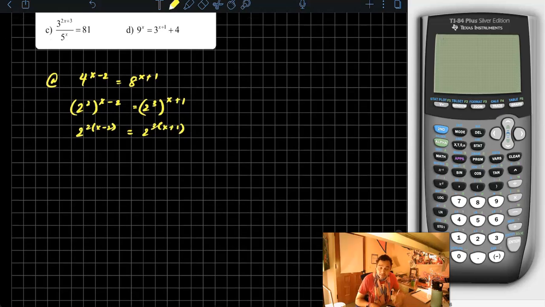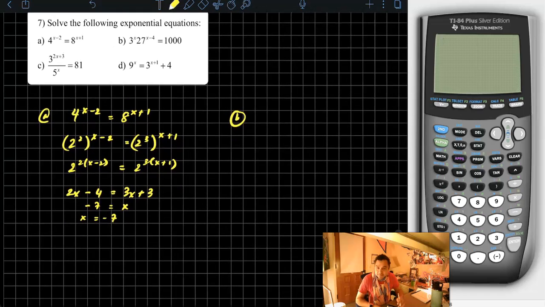A to the x equals a to the y would imply that x equals y, right? So if two numbers are raised to a certain power and made equal, then the powers have to be equal, if it's the same number raised to two powers. So we get 2x minus 4 equals 3x plus 3. And so I get x equals negative 7.